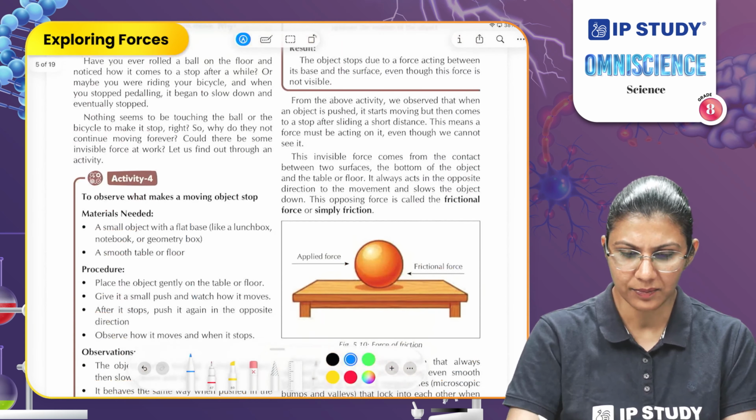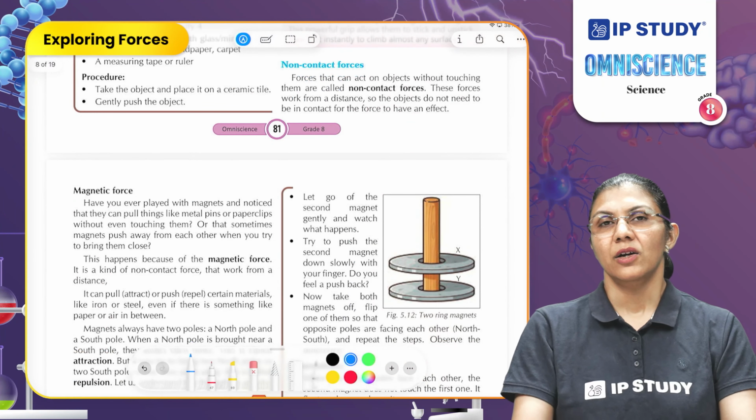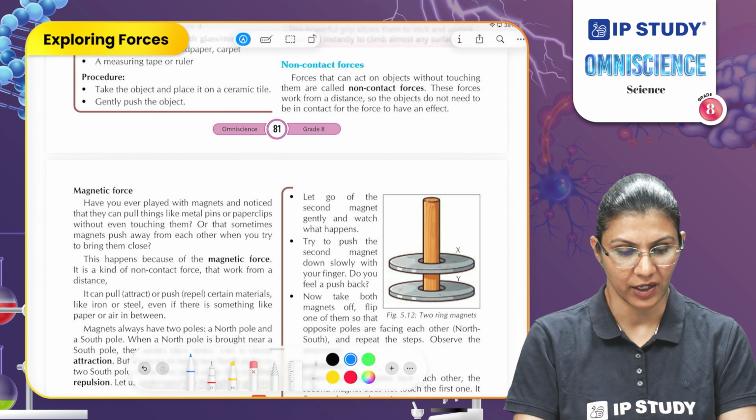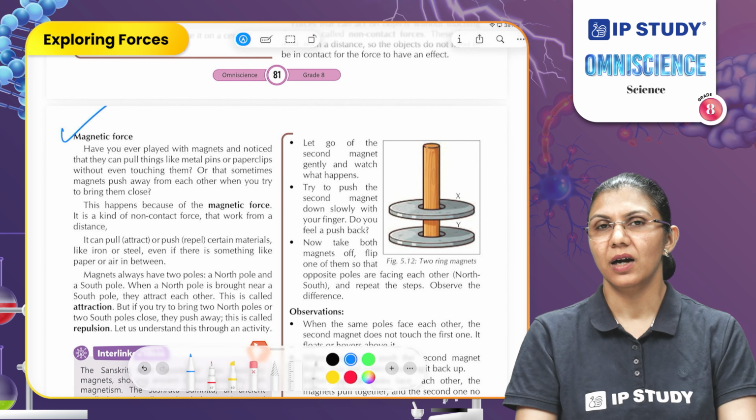Now check the non-contact force. Non-contact force doesn't need any direct interaction of two objects. First example is magnetic force. How can you test this?